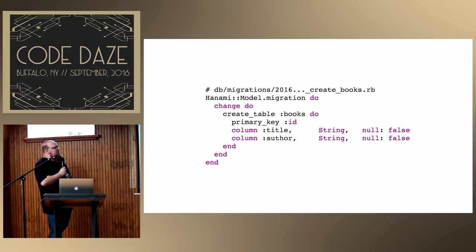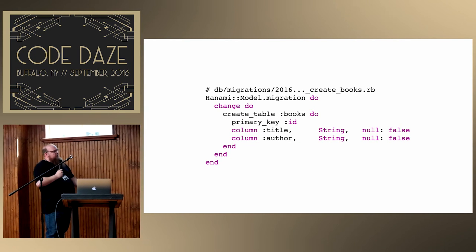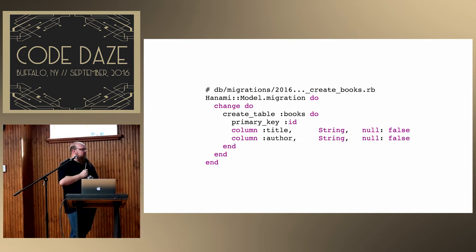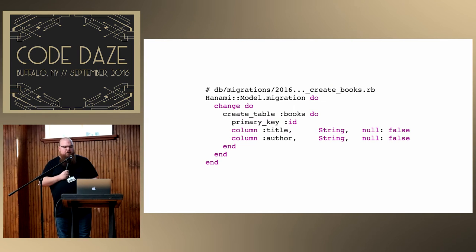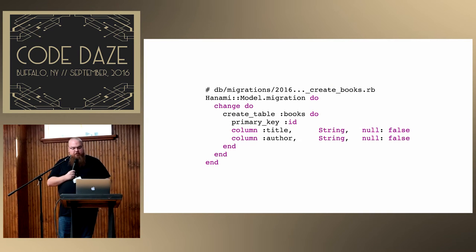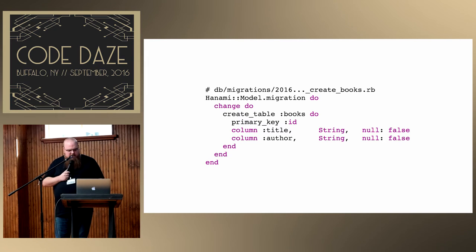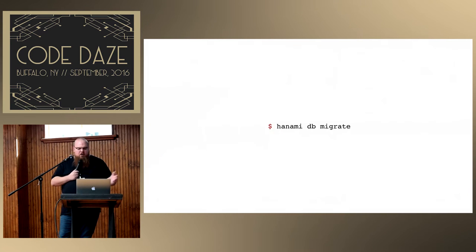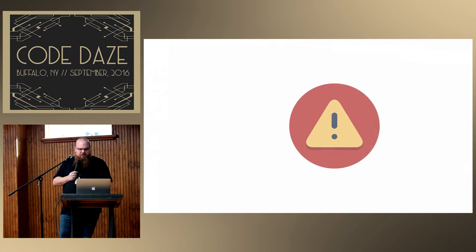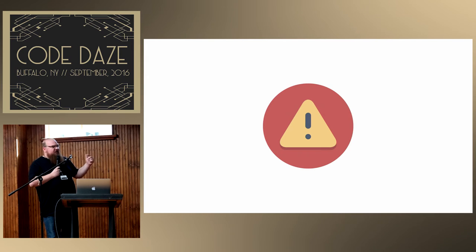We want to create a table, we want to book books. We pass in a block. And we have a primary key of ID, column title. We don't want it to ever be null. We have author, we don't ever want it to be null. Pretty standard. We migrate, and we have table. Nothing too fancy there. This next thing I'm about to show you, I think, is something that's going to change.